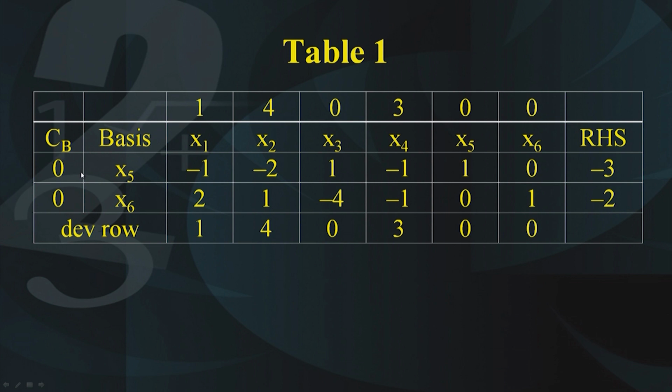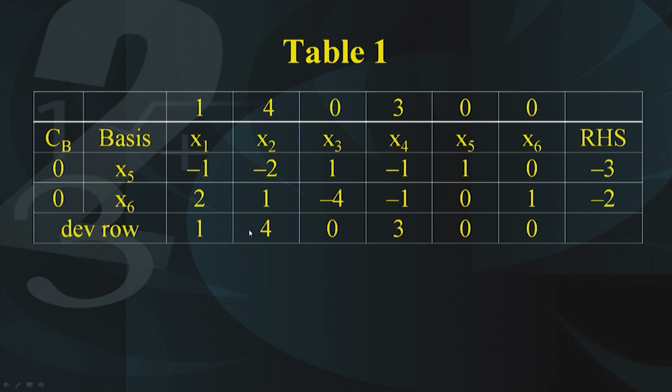On the top row, we have to write the coefficients of the objective function corresponding to each of the variables. So, what do we find? Corresponding to x1, we have 1, x2, 4, x3, you remember there was no x3 term in the objective function, so it is 0, x4 is 3, and of course, for x5 and x6, the entries are 0.